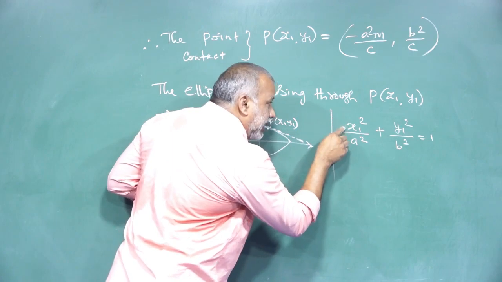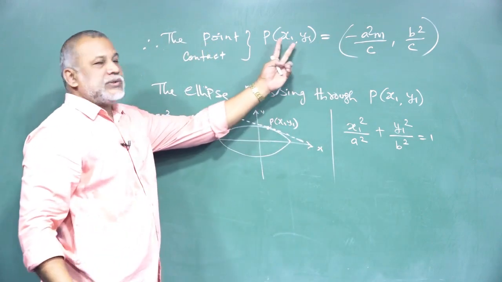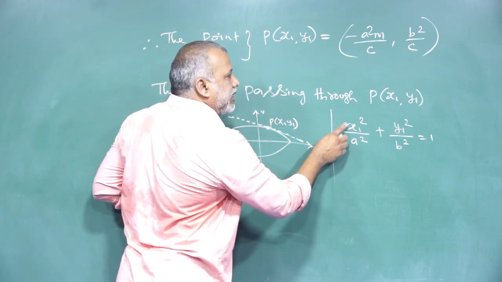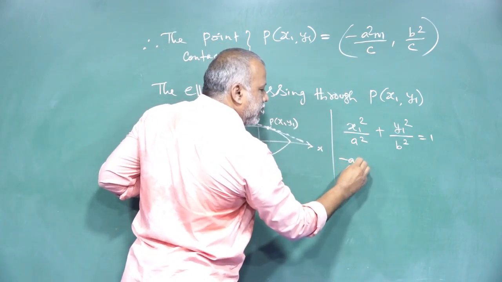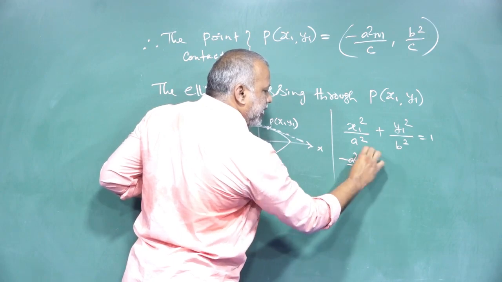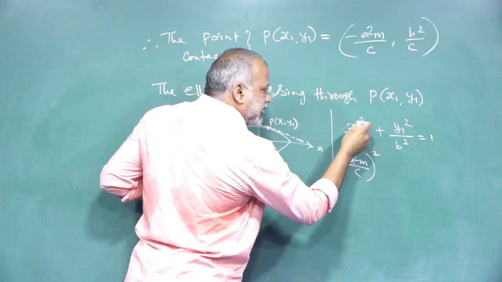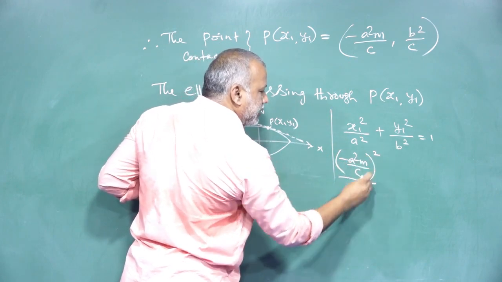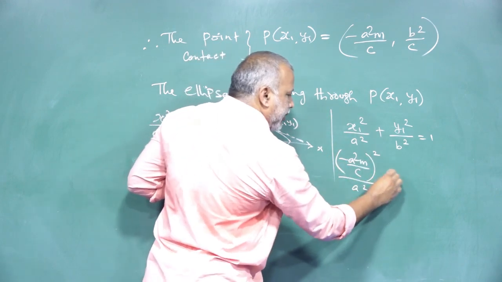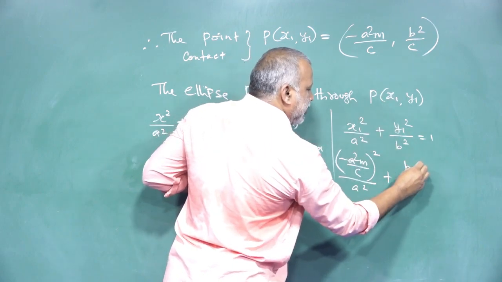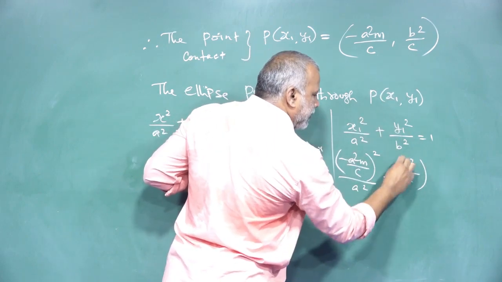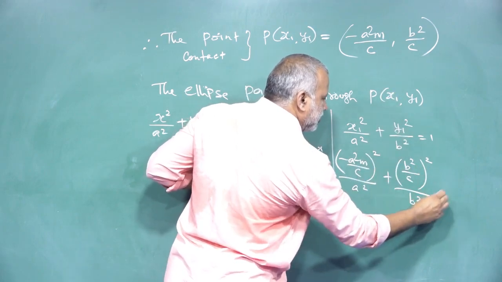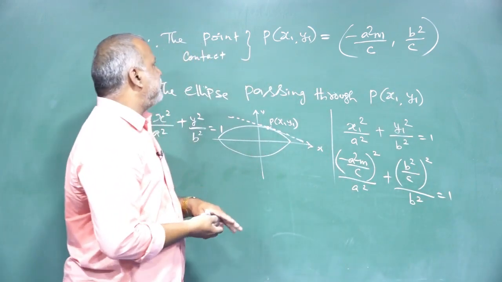For this, we already found the value of x1 comma y1, so we can just substitute. What is the value of x1 squared here? Minus a squared m divided by c, the whole square, because x1 squared is x1, minus a squared m by c, the whole square divided by a squared, plus what is the value of y1? B squared divided by c, the whole square divided by b squared, equal to 1. Isn't this the concept?